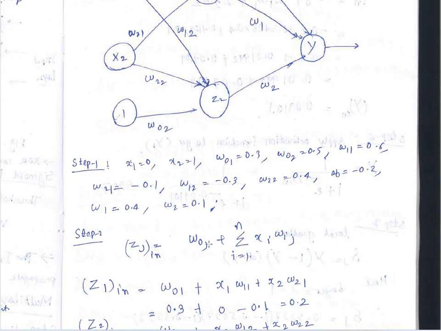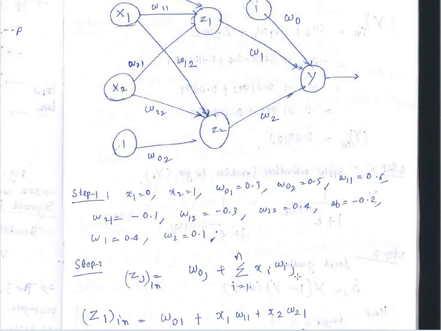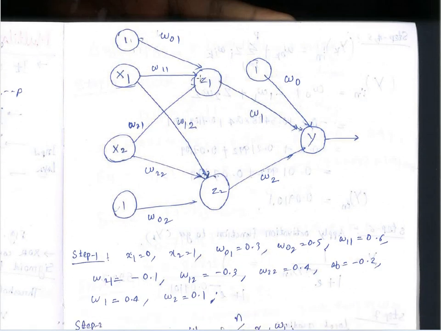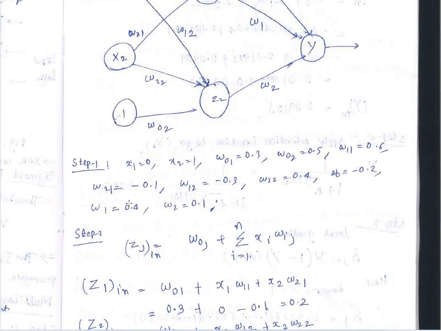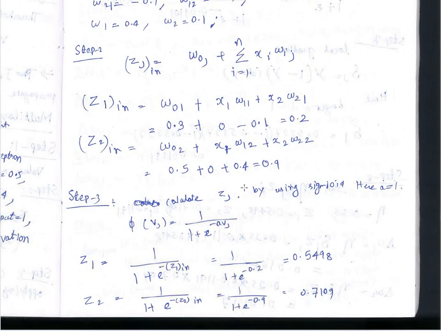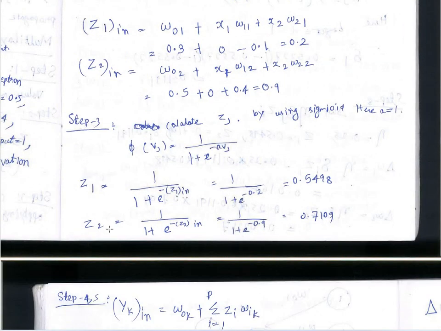So first we find Zj in equal to w0j plus sigma xi wij. So Z1 in is x1 W11 plus x2 W12 plus W01, right? So we find the values for Z1 in and Z2 in. And step 3, apply the sigmoid activation function for Z1 in and Z2 in to get the values for Z1 and Z2. Sigmoid activation function: 1 by 1 plus e power minus Z1 in. So we get this value 0.54.